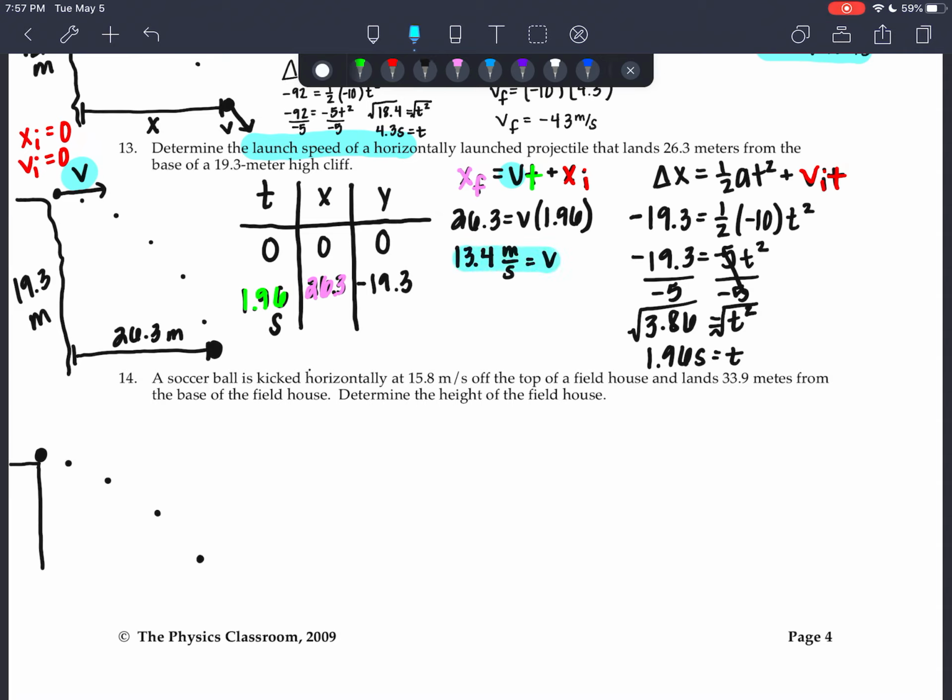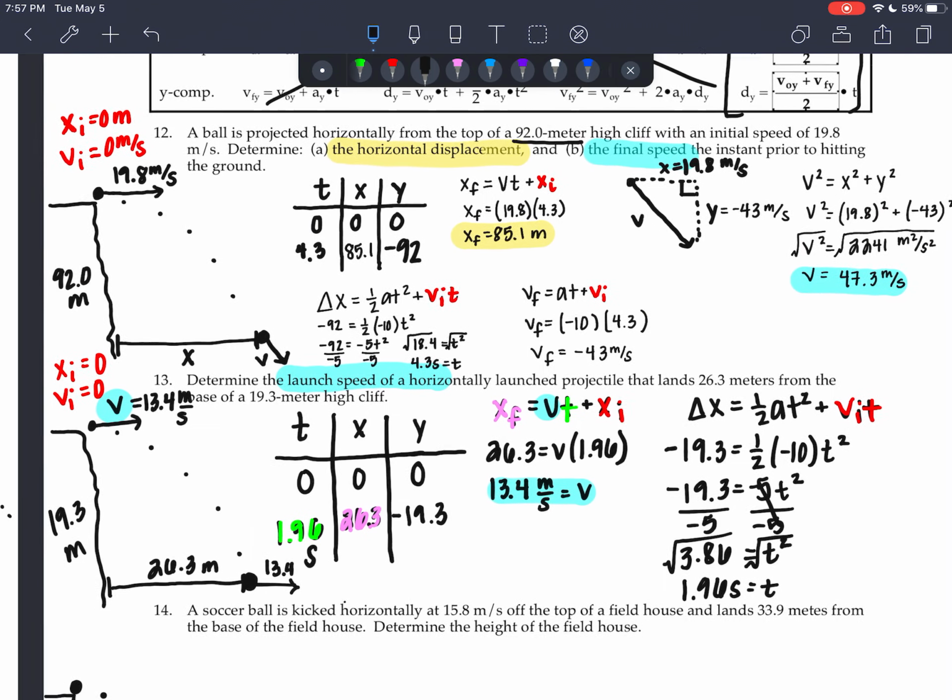Now this is my launch speed because it's going at a constant speed horizontally. So how fast it's going horizontally when it hits the ground is how fast horizontally it was going right when it got launched.